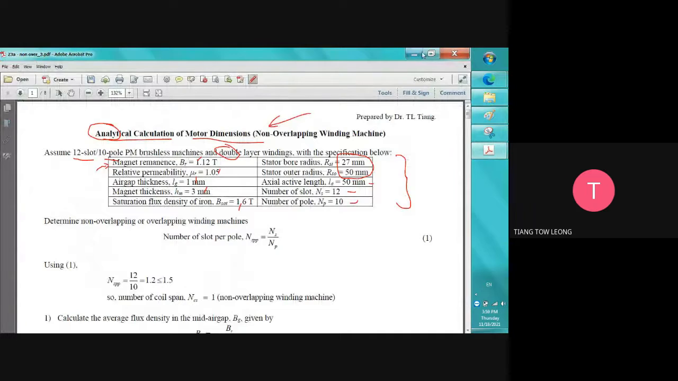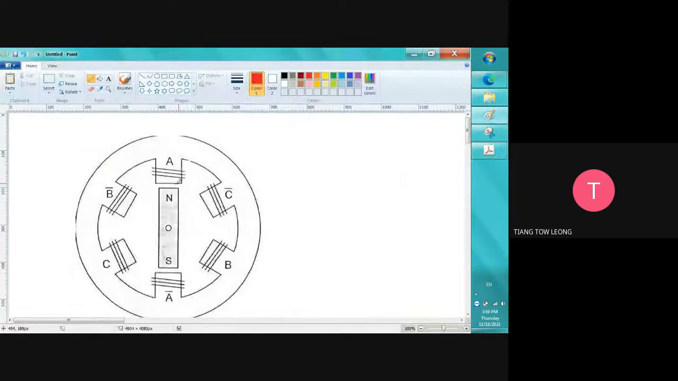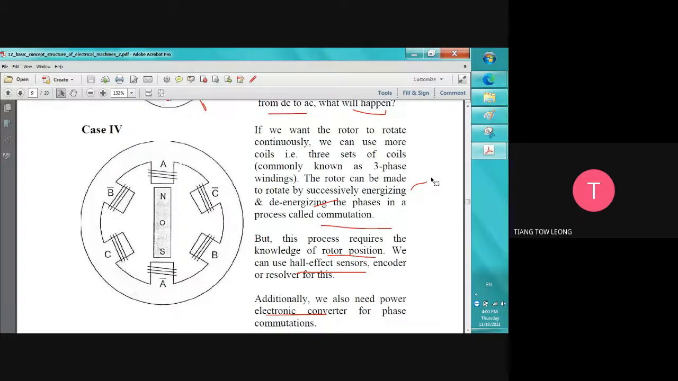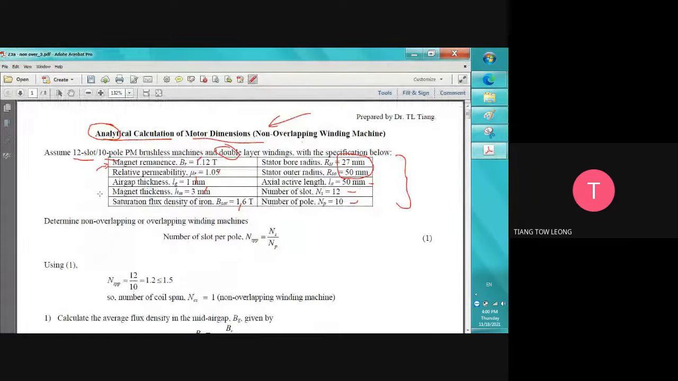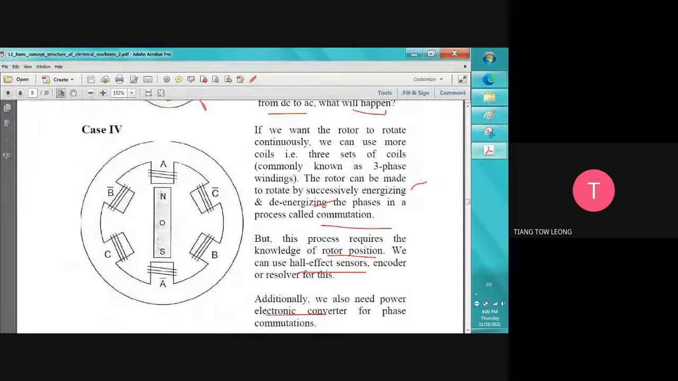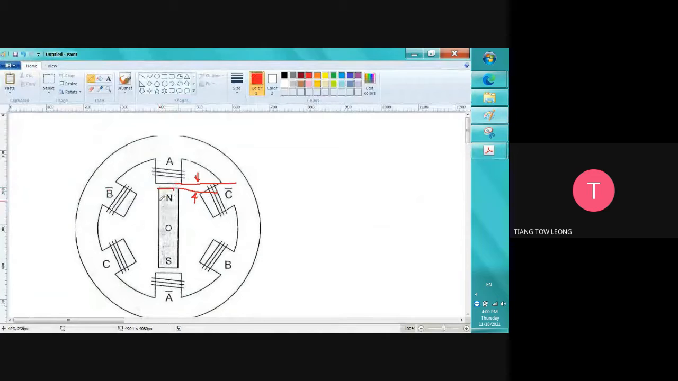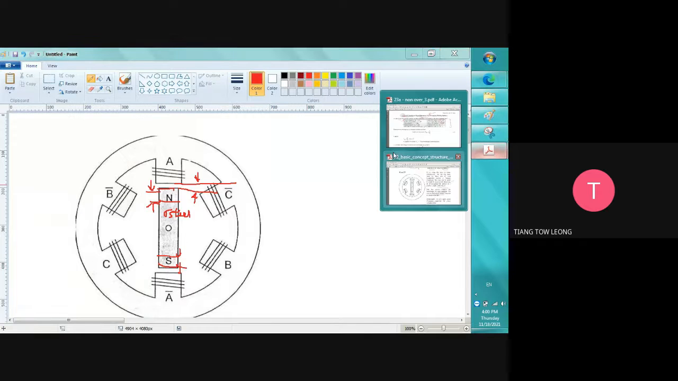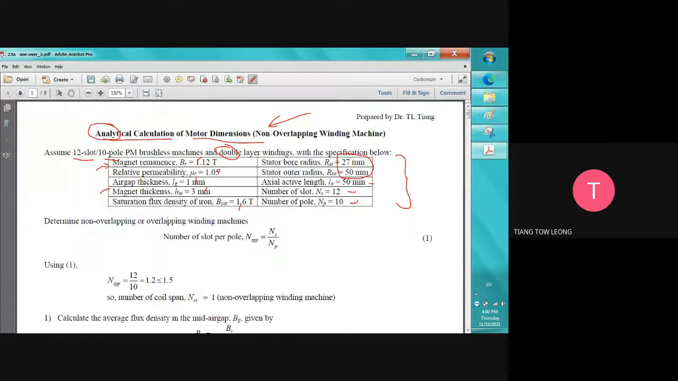Okay, the air gap thickness. Air gap thickness is this one. This is the air gap thickness, and this is the air gap thickness. And then some more, the magnet thickness. Let's say this is the magnet, right? So this is the iron, steel. This is their thickness. This one also has a thickness. And then anything else?